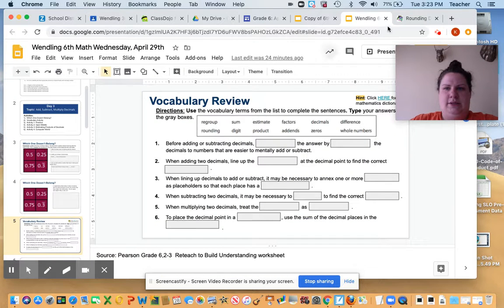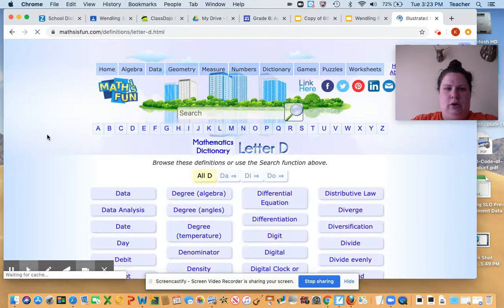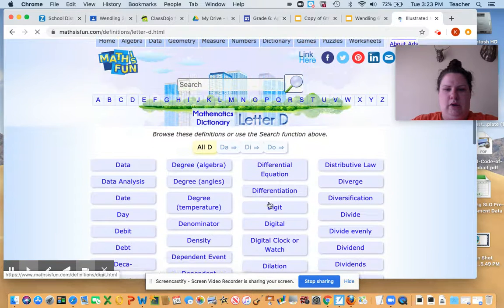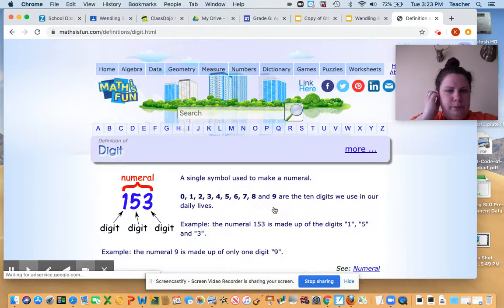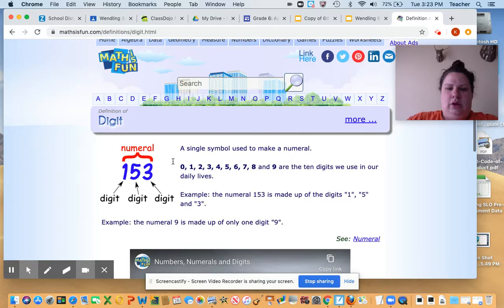Our next word is digit. We need to go back to the letter D and find digit right here. Digit, a single symbol used to make a numeral. 0, 1, 2, 3, 4, 5, 6, 7, 8, and 9 are the 10 digits we use in our daily lives. For instance, our numeral, or our number, is 153. 1, 5, and 3 are all digits.